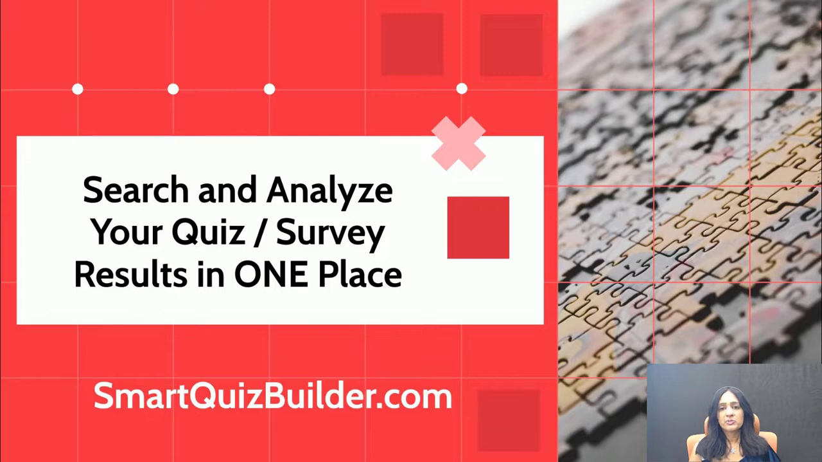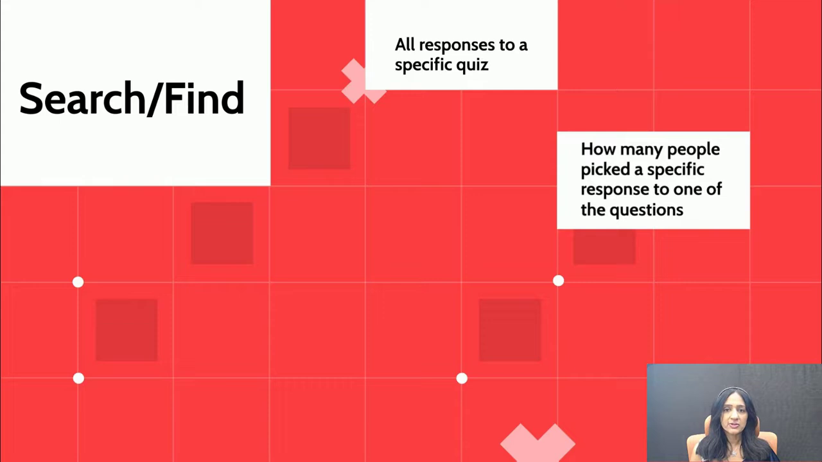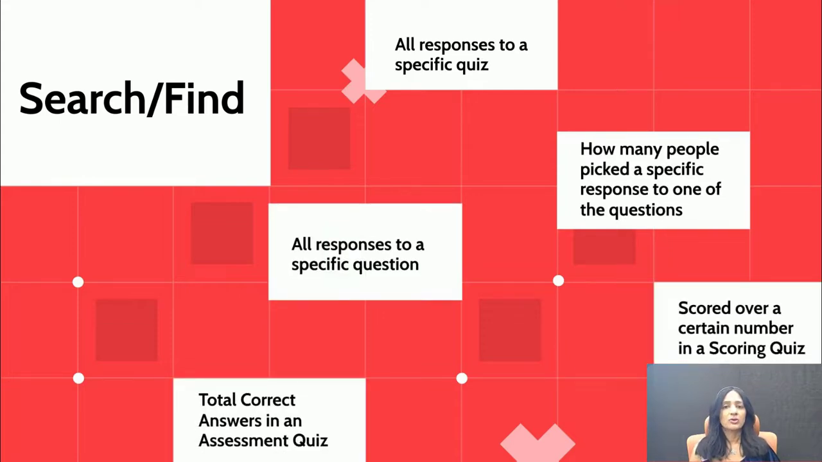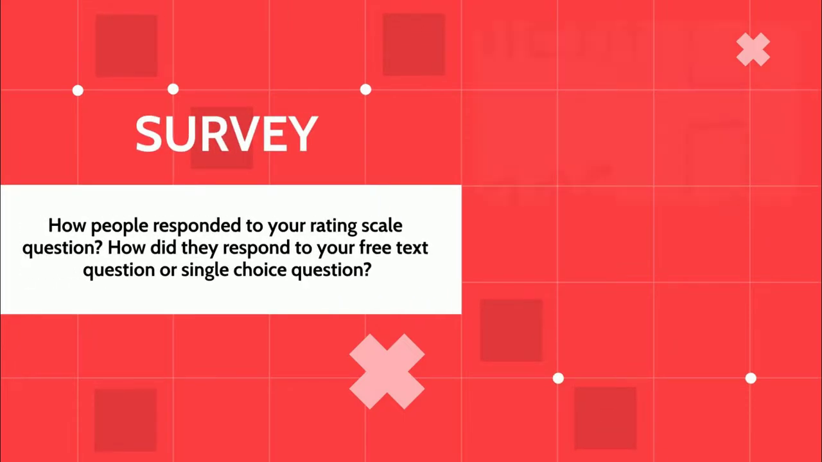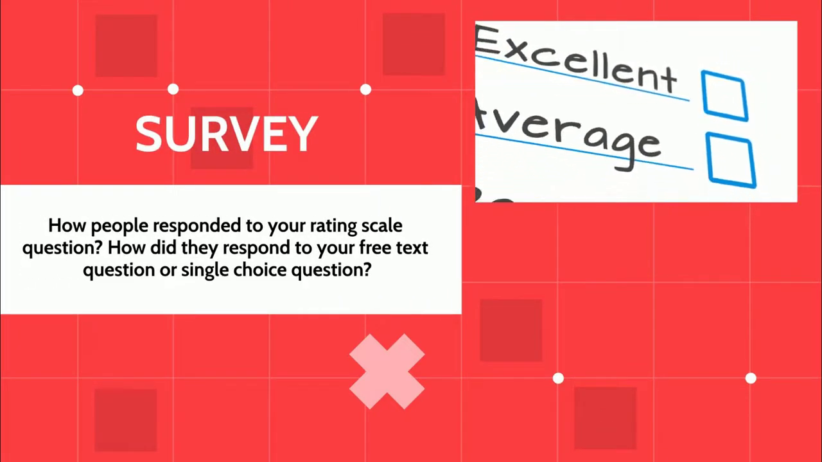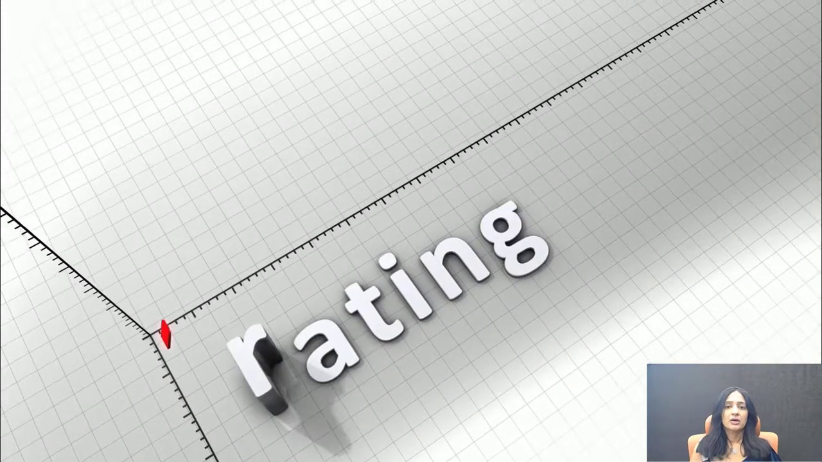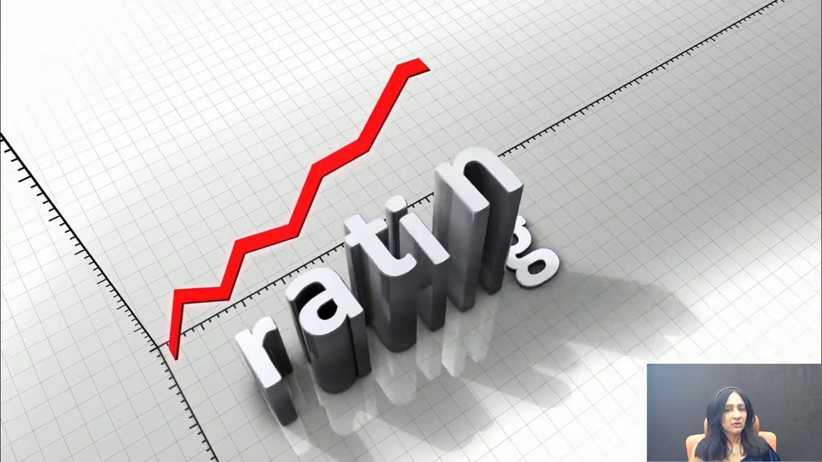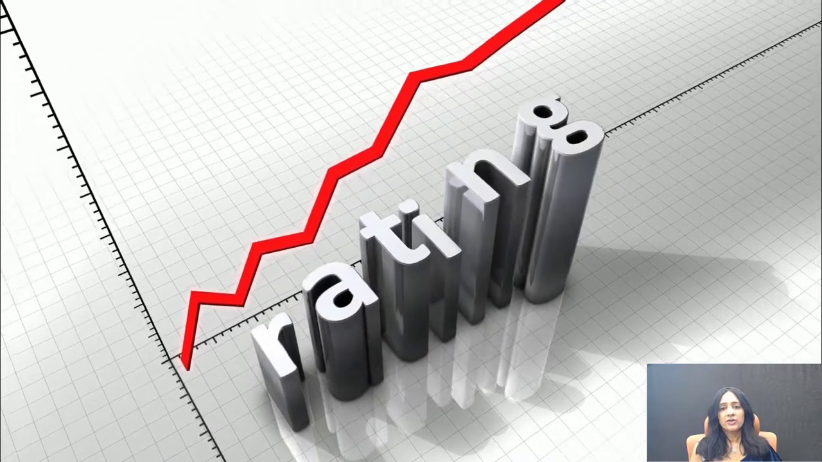Whether you want to see all the responses to a specific quiz, or find out how many people responded a certain way to one of your questions, or all responses to a specific question, or how many people scored over a certain number in your scoring quiz, or how many people got a certain number of correct answers in your assessment quiz. Or say that you have a survey and you send it out to your users and you want to find out how many people strongly agreed with something or strongly disagreed. You have a rating scale question and you want to find out, on a scale of 1 to 5 or 1 to 10, how people have rated you, how many people have given you a rating of 10, how many people have given you a rating of 1.